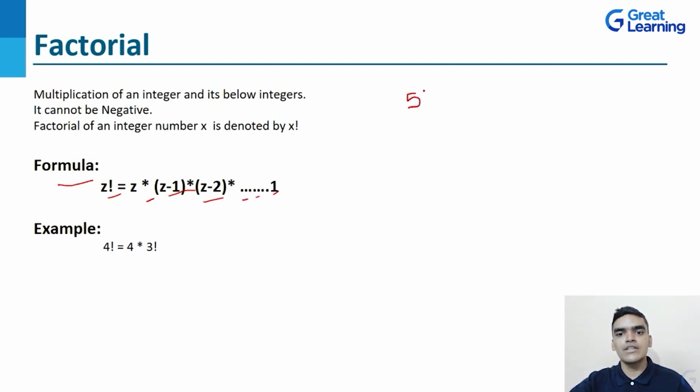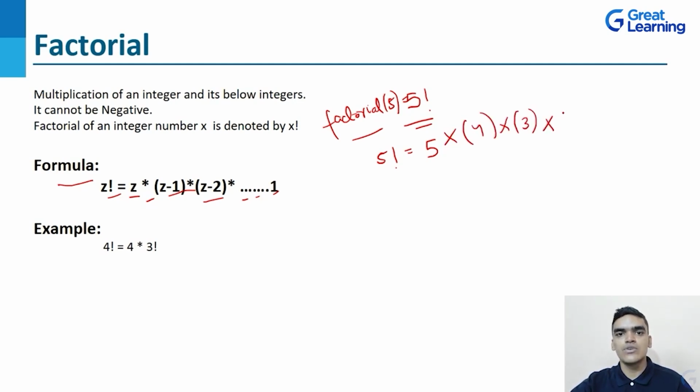Suppose you want to calculate the factorial of 5, so I will write it like this, or I can also write it like this. So factorial 5 is equal to 5 factorial. Now I want to calculate 5 factorial, so I will write 5. Here as you can see in the formula z, and then z minus 1, that is 5 minus 1 will be 4 into 3 into 2 into 1. If I multiply all this, it will be 5 into 4 is 20, 20 into 3 is 60, 60 into 2 is 120. So 5 factorial is 120. This is the way to calculate factorial.